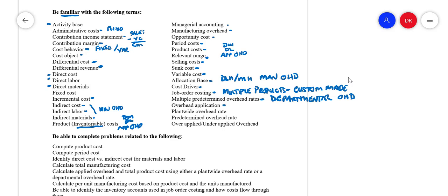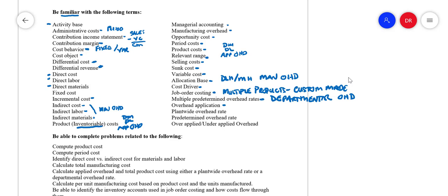Overhead application is just when we take the predetermined overhead rate times whatever the activity level is for a specific job. So if a job had 100 direct labor hours and we were using direct labor hours as a rate, we would take the rate times those 100 hours to find out how much cost we had in that job for overhead.